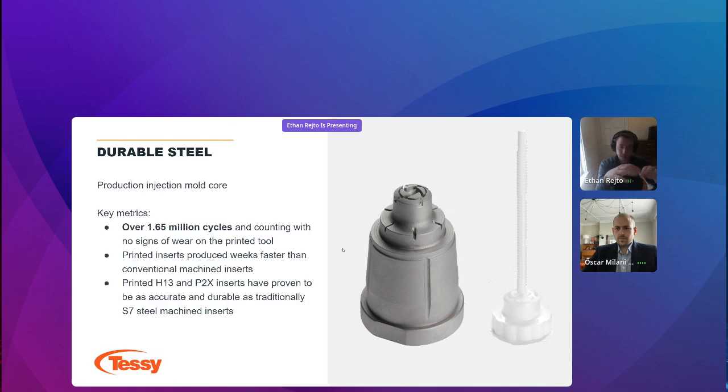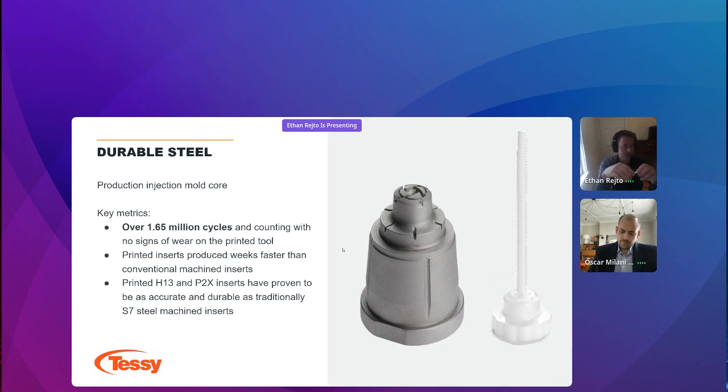So we're very, very proud of this case study because after 1.65 million cycles, and I think it's been a year and a half now, our inserts are still running. They're still producing these parts every day. That number keeps going up as this tool opens and closes every single day, every couple of seconds. And they've seen no unexpected sign of wear on this tool.